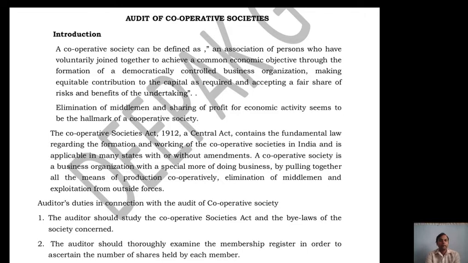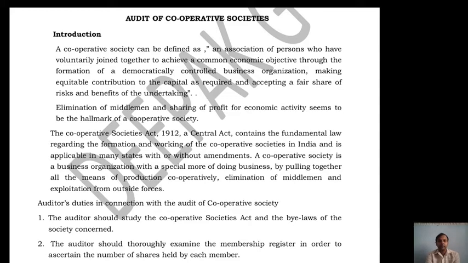A cooperative society can be defined as an association of persons who have voluntarily joined together to achieve a common economic objective through the formation of a democratically controlled business organization, making equitable contribution to the capital as required and accepting a fair share of risk and benefits of the undertaking.